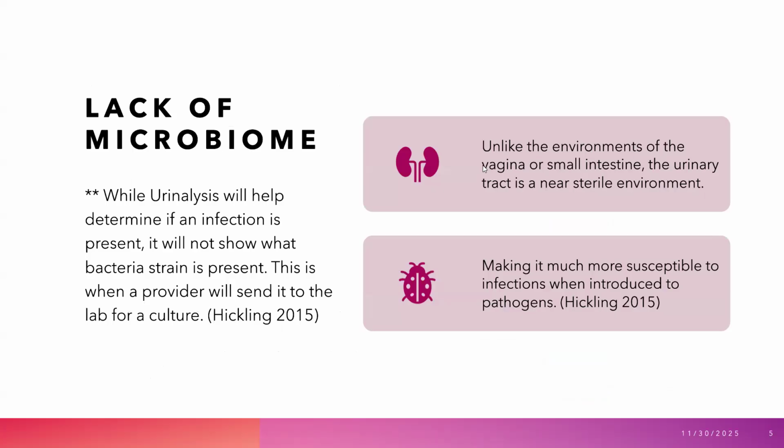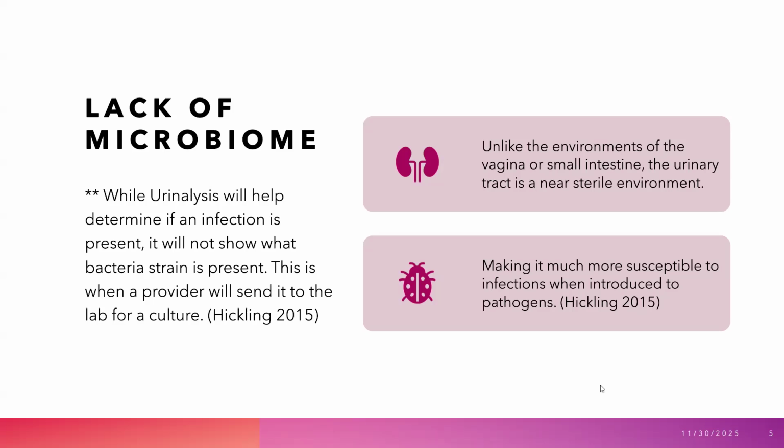And then here we have our other homeostatic value, which is a lack of a microbiome. Unlike the environment of our vagina or small intestine, these two organs have such a vast microbiome. Our urinary tract is the opposite, and it is a near sterile environment. So that means when we have a foreign bacterium introduced, it is a lot easier to get an infection because we don't have a vast little army of microbes to try and fight it off.